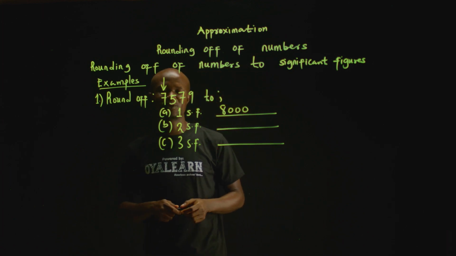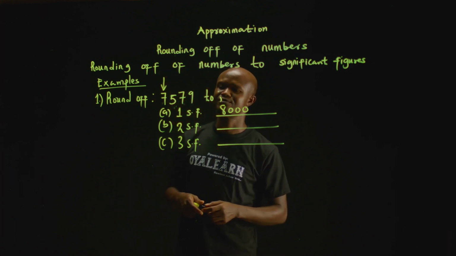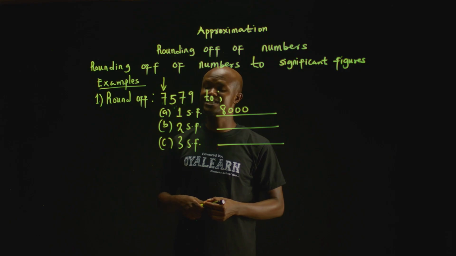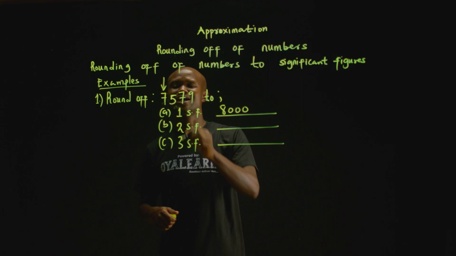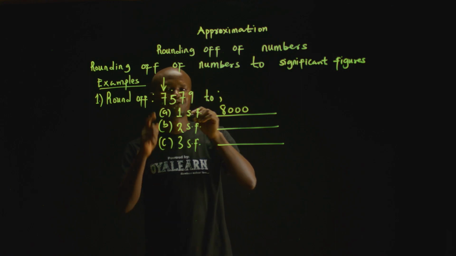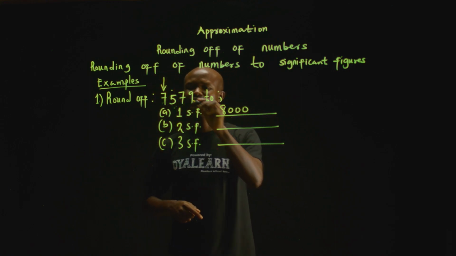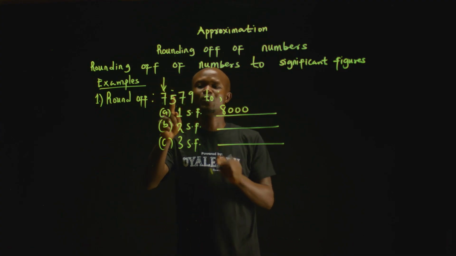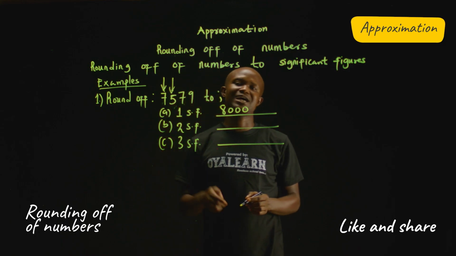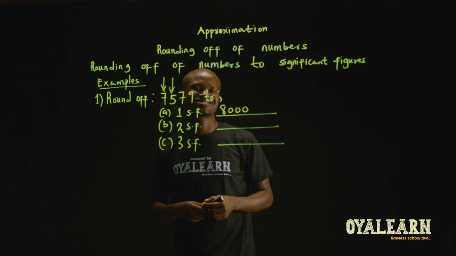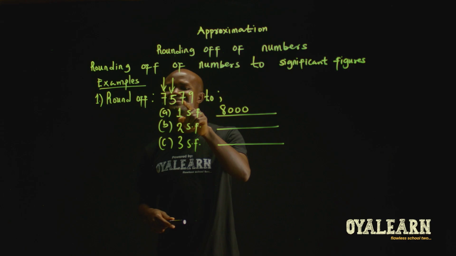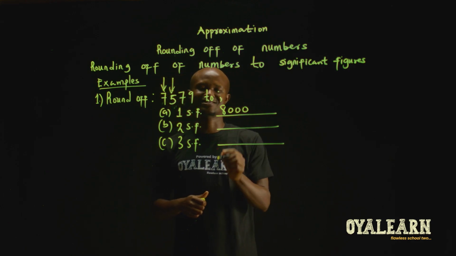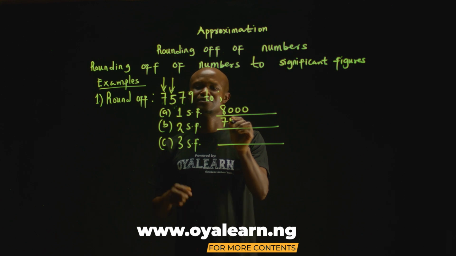Now the next problem, we have 2 SF. We are still considering that same number. We have 7,579. So we count 1, 2. Don't forget from the left, you start counting. 1, 2. So in this case, we stop at 5. And at the back of 5, we have what? 7. So we take 1 from this 7, then we add it to 5. So what do we have? We have 6. So we now have 7, 6.